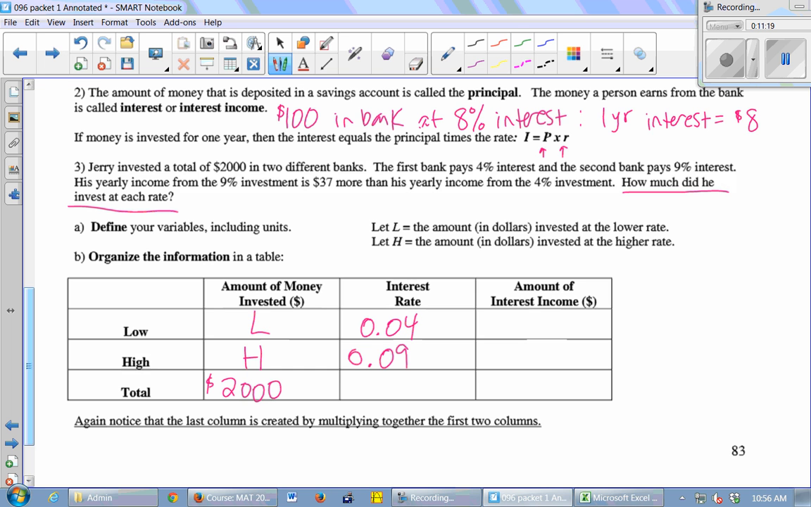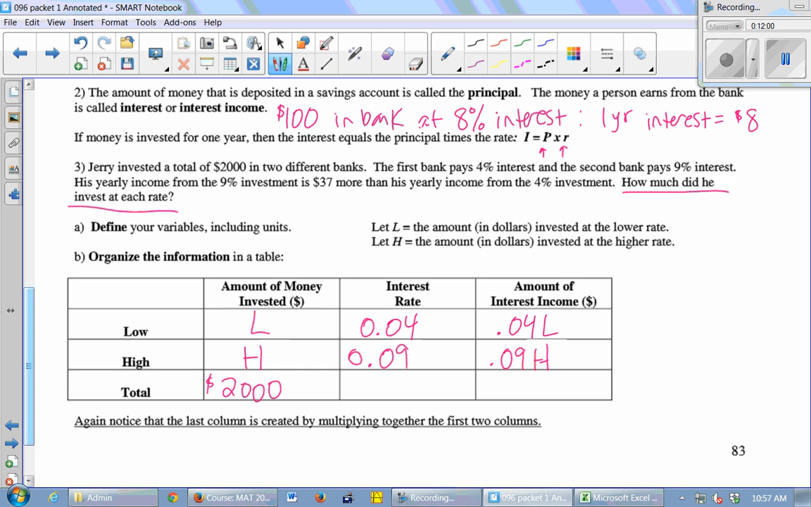Okay, I don't know what my total overall interest rate is. They didn't tell me in the question, so I'm going to leave it blank for now, and if I have to figure it out later, I'll try to figure it out. All right, my amount of interest income. So up here, when I gave the $100 at 8%, we just multiplied 100 times 0.08, right? So now instead of $100, I have an L. So I'm going to multiply L times 0.04, and I get 0.04 L. And my amount of money in the high interest rate, I multiply that times my interest rate of 0.09, and I get 0.09 H.